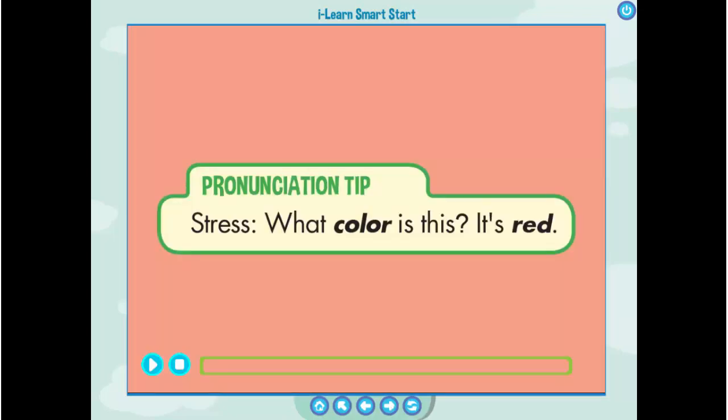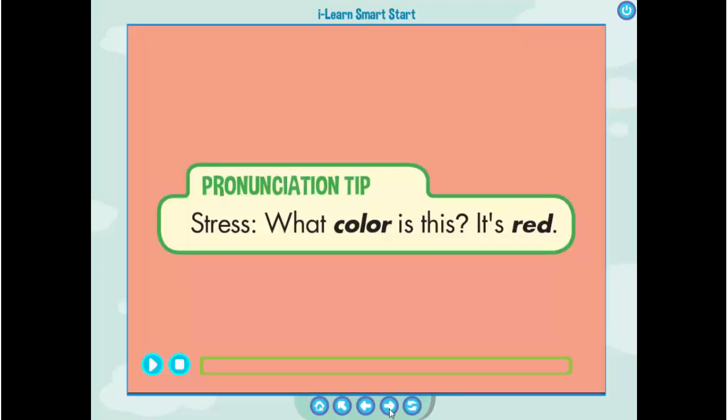Pronunciation tip. Listen. What color is this? It's red. What color is this? It's red. What color is this? It's red. Now listen again and say. What color is this? It's red.